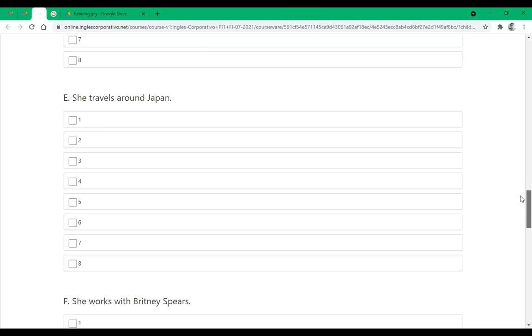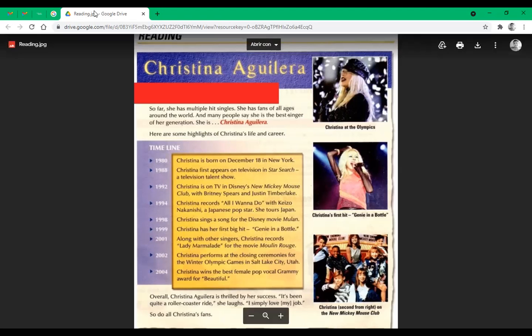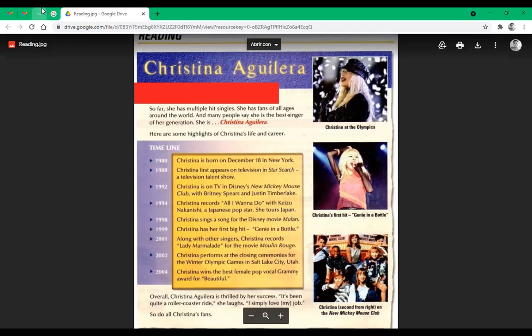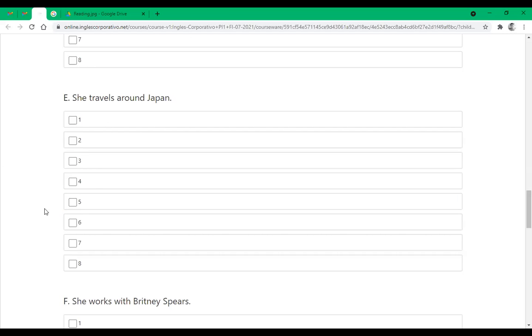Letter E, she travels around Japan. Number 4, let's see, 1, 2, 3, 4. Christina records All I Wanna Do with Kiko Nakanishi, a Japanese pop star, and she tours Japan. Okay, which number was it? Number 5? 4. Okay, number 4.